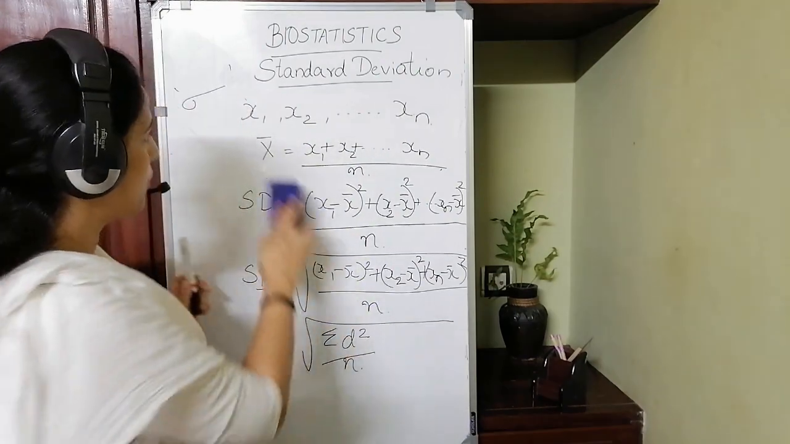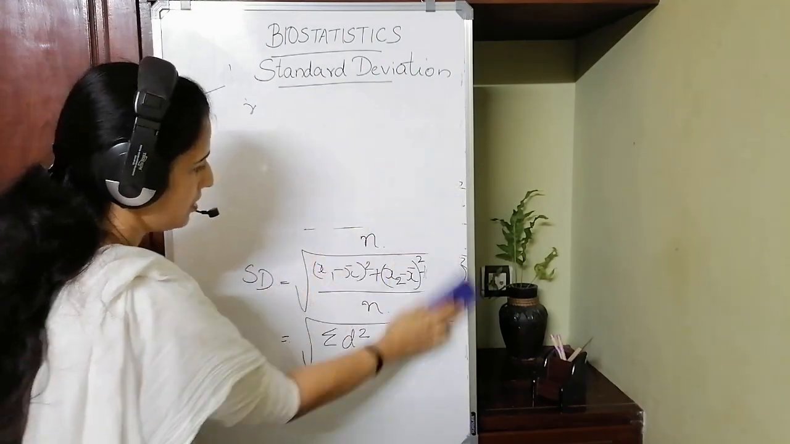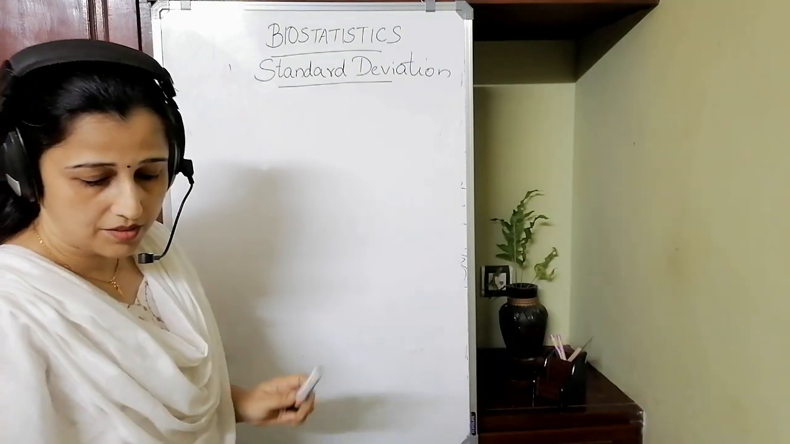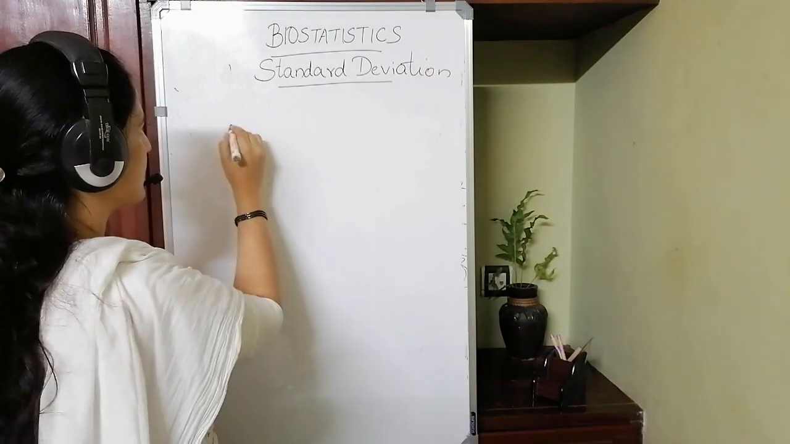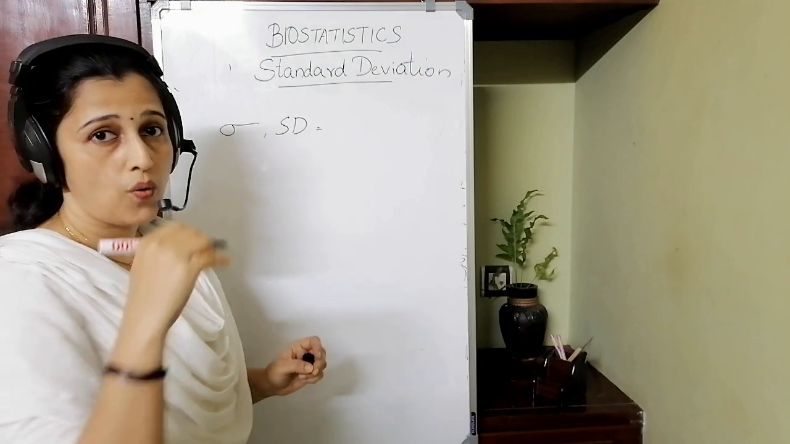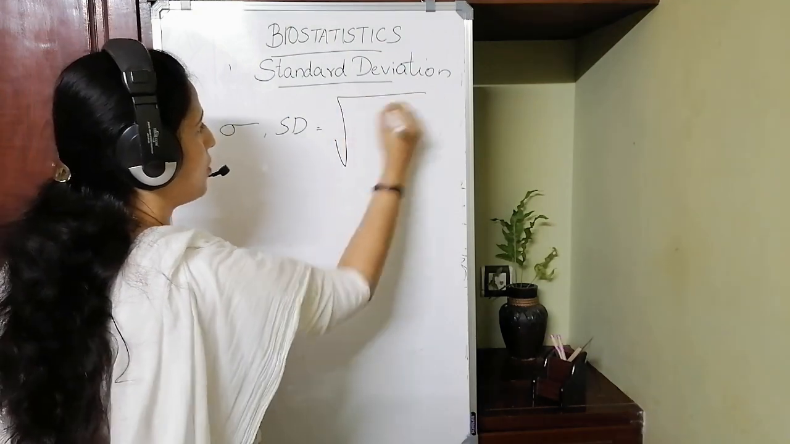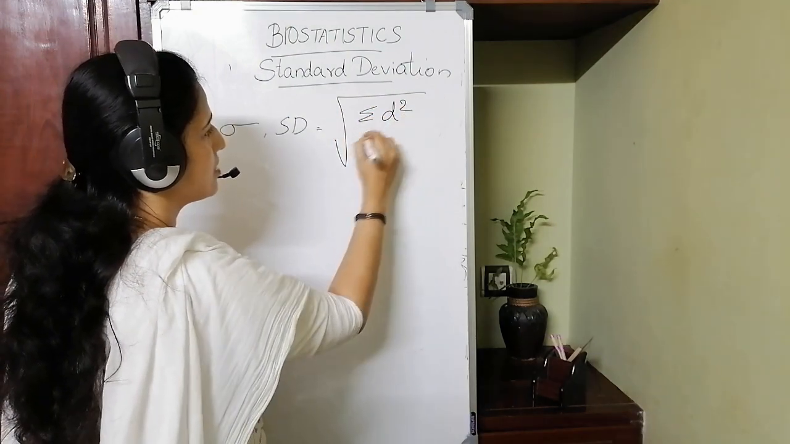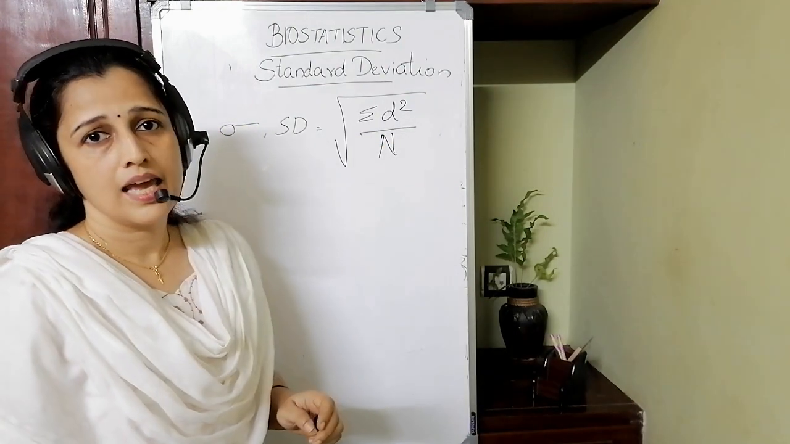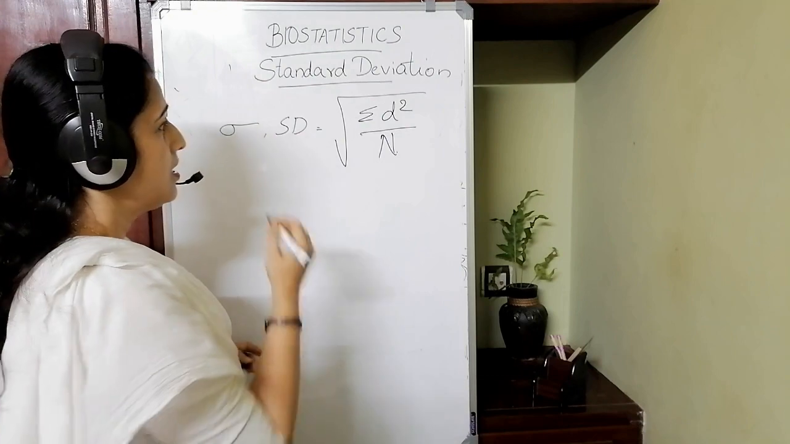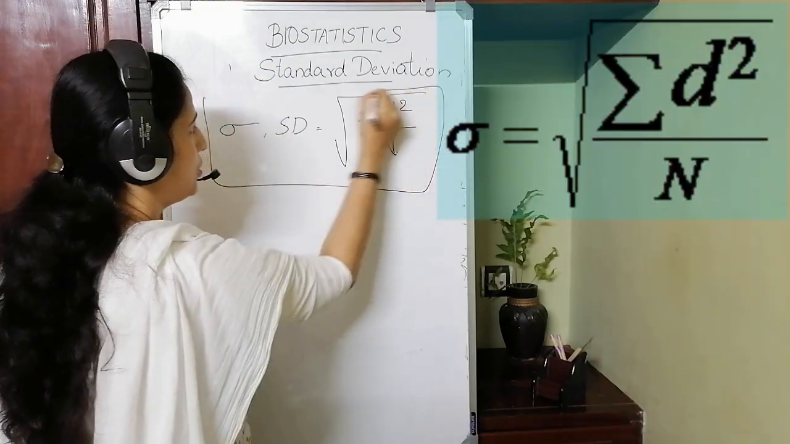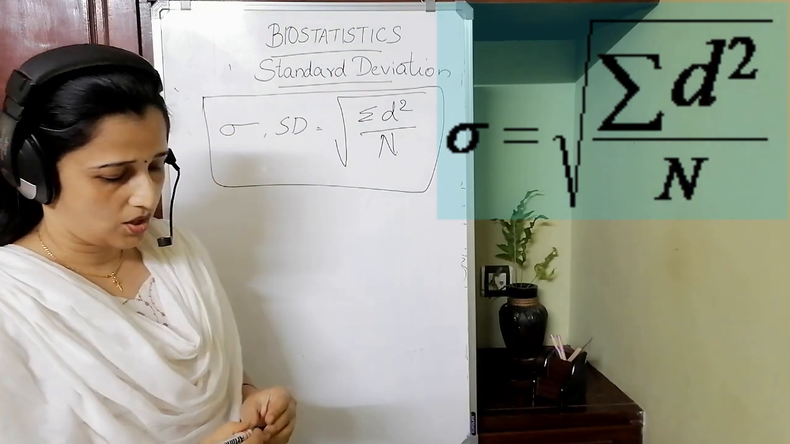So coming to the equation of standard deviation, I have written here the equation of standard deviation. Standard deviation is usually denoted by sigma, that is standard deviation is equal to the square root of the sum of squared deviations divided by the total number of observations, that is n. This is the equation which we commonly use in calculation.